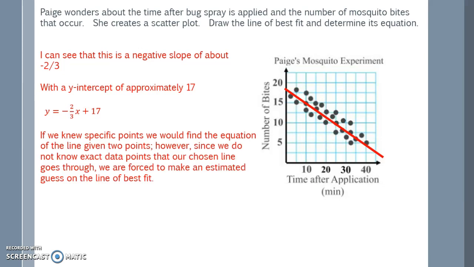If we knew specific points, we could find the equation of the line given 2 points. However, since we do not know exact data points that our chosen line goes through, we are forced to make an estimated guess on the line of best fit.